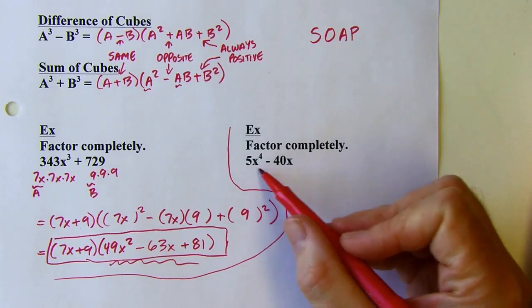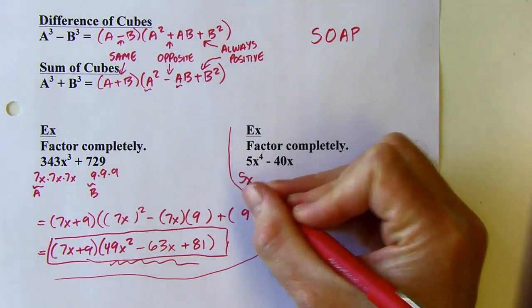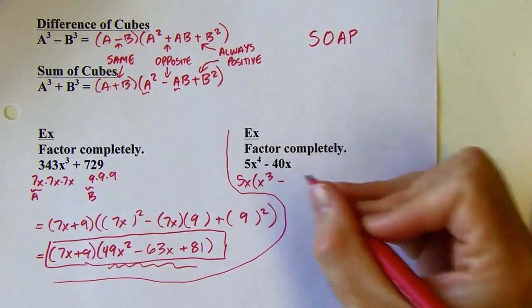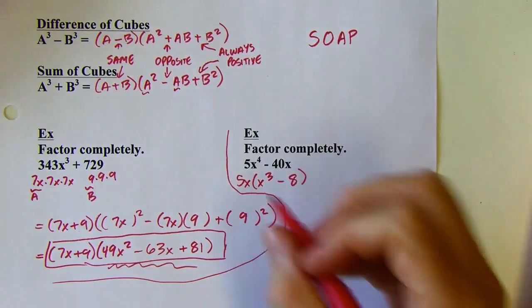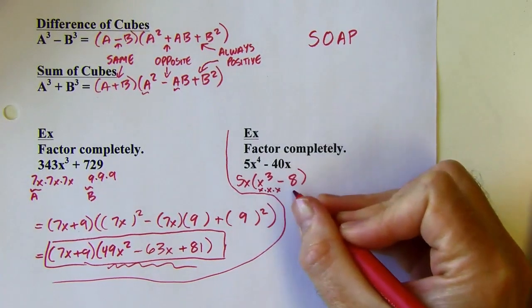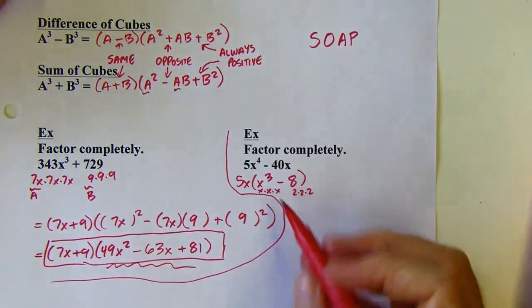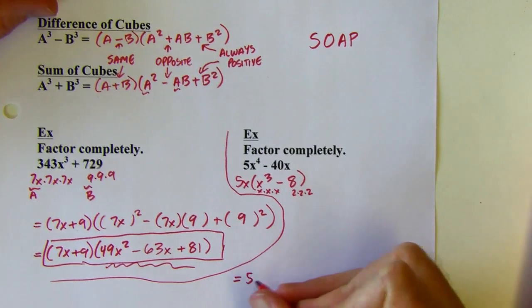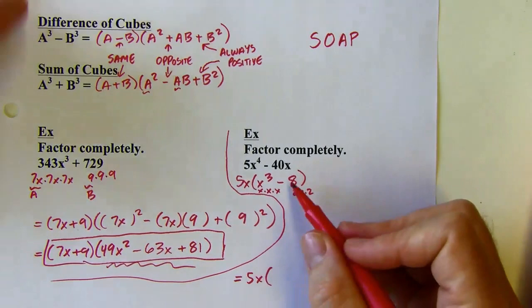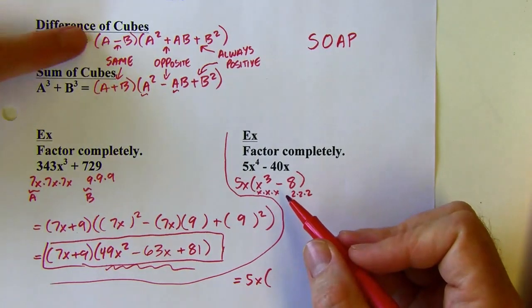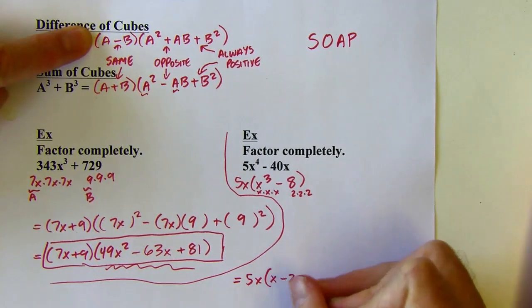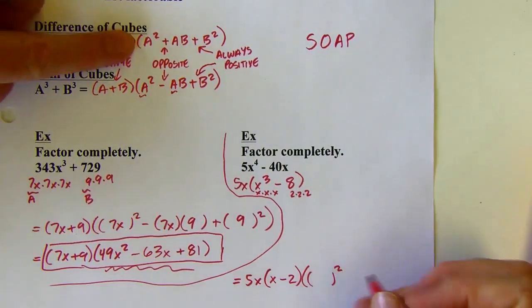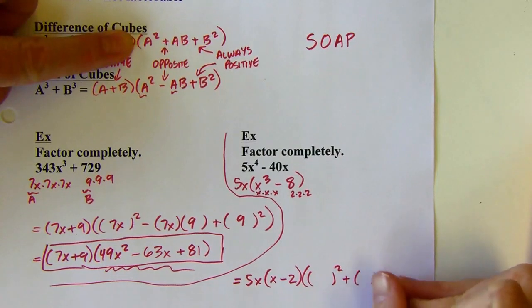Okay, so it doesn't look like a cube right now, but let's factor out 5x first. So it's going to look like that, okay? And now I do have cubes. X to the third is x cubed, 2 to the third is 8, okay? So when I'm setting this up, this is a difference, so make sure you use the right formula. So I'm doing a minus b first, x minus 2. Then I've got my trinomial, and I'm going to set this up using blank parentheses. Make sure you get your signs right in there.